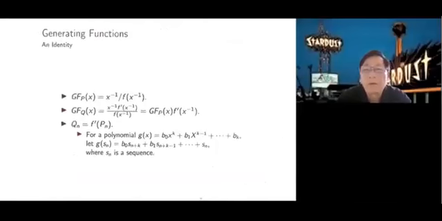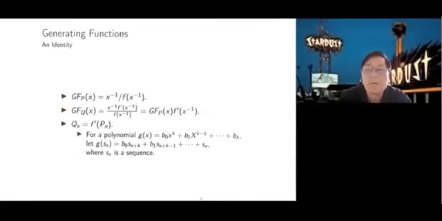Next, I want to talk about generating functions for generalized Fibonacci numbers and generalized Lucas numbers. The generating function for P is equal to the reciprocal of x divided by f at the reciprocal of x. The generating function for Q, the generalized Lucas numbers, is equal to the reciprocal of x times f' of the reciprocal of x divided by f at the reciprocal of x.